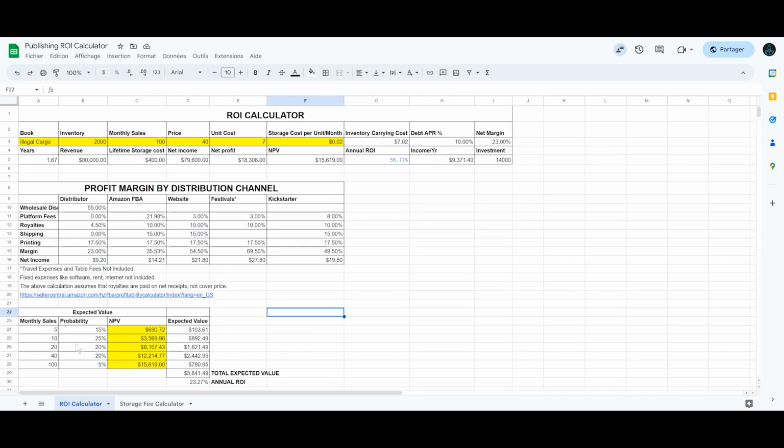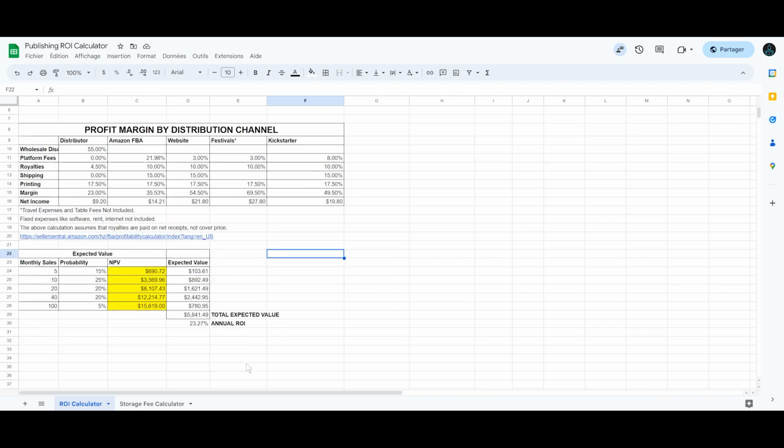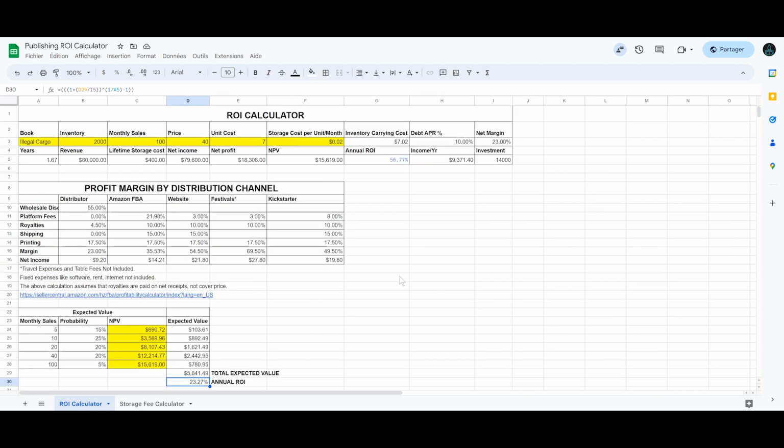So even taking into account the possibility of some of these more negative situations, then it should be a pretty okay return on investment. Keep in mind that we're not taking into account certain types of expenses, like for festivals, for example, the travel expense, the table fees, hotels. We're also not including fixed expenses like software, rent, internet, and the above calculations assume that royalties are paid on net receipts, not cover price.